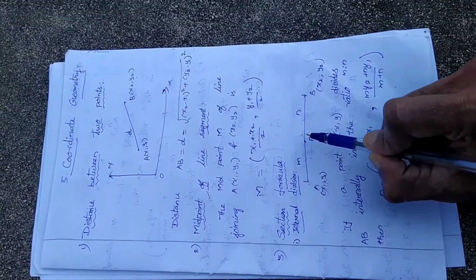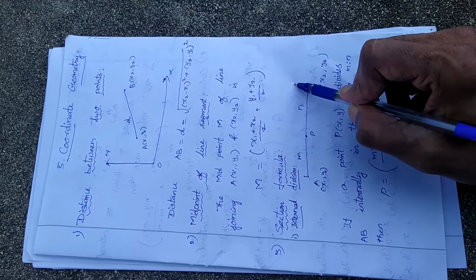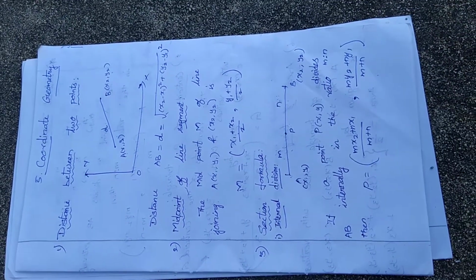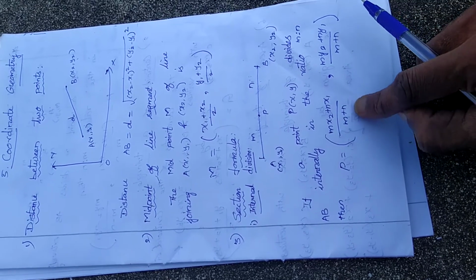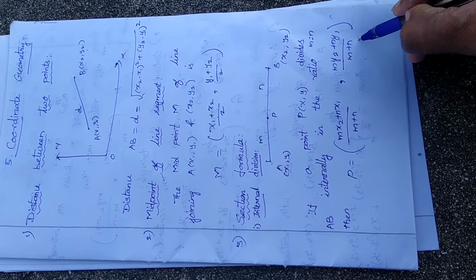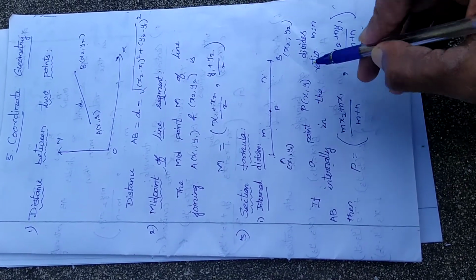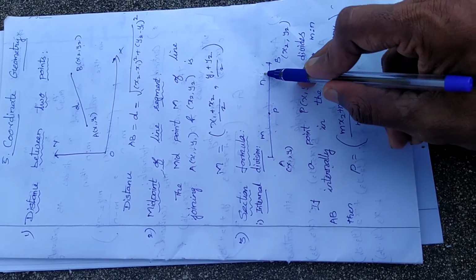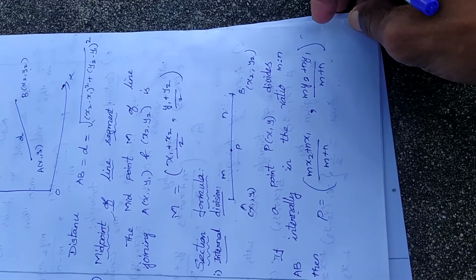Here, P is a point which divides the line segment AB in the ratio m is to n. P is given by (mx2 plus nx1) by (m plus n), comma (my2 plus ny1) by (m plus n). The section formula for internal division is: if a point P of x comma y divides AB internally in the ratio m is to n, then the point P is given by this formula.